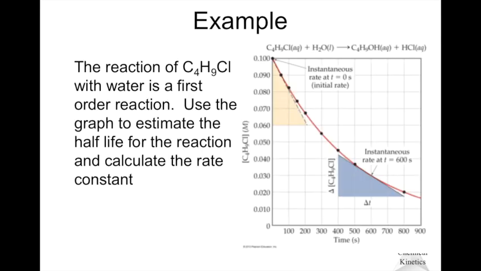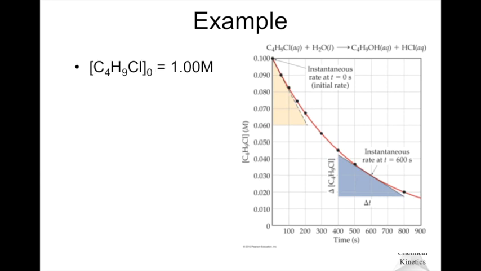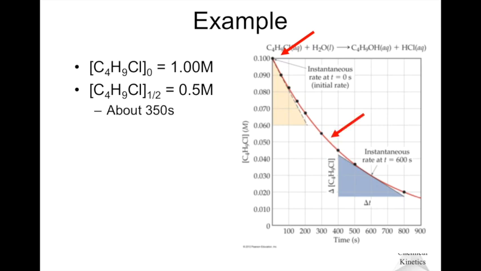So here's an example of how you might use this. If we're given this graph here, and we've got the reaction of C4H9Cl with water, and we're told it's a first order reaction, we want to use this graph to figure out what the half-life is, and then calculate that k, its constant. So how do we do that? Well, our initial concentration we get from the graph, right? At time 0, we've got 0.1 molar, and then we also have to get our half-life concentration, which would be 0.05 molar. And at that point on the graph is about 350 seconds, which is the number we really care about.